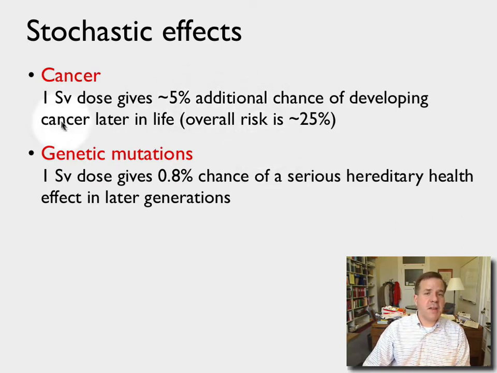Now, we should put that in context. This 1 sievert dose is a pretty significant dose. And the overall risk of developing cancer for any reason is about 25%. So even if you get a pretty large dose, you only increase your risk of developing cancer by about 5% compared to a risk that you already had of something like 20 to 25%. The other stochastic effect is the development of genetic mutations. And these are of concern, of course, because they can be passed on to future generations.